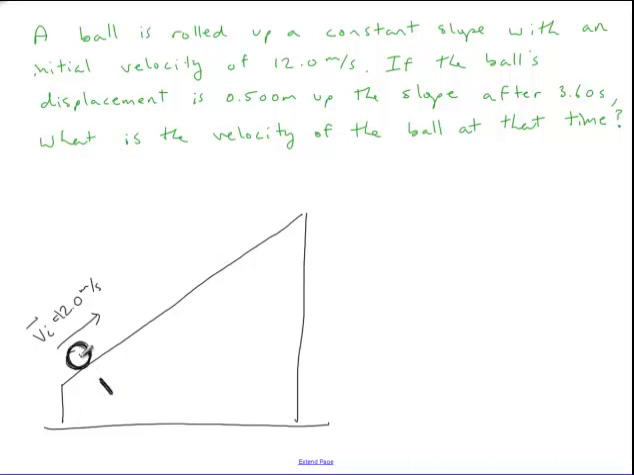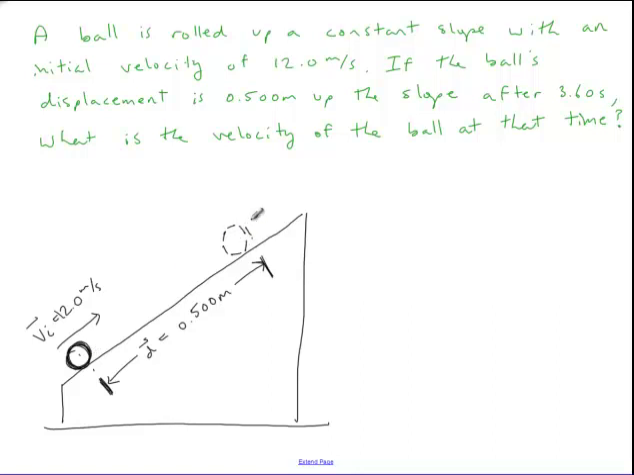Basically, I'm just trying to draw something in line with that ball right there. And it moves, displacement equals 0.500 meters. So let's say it moves up to this point. The ball starts here and ends up there.